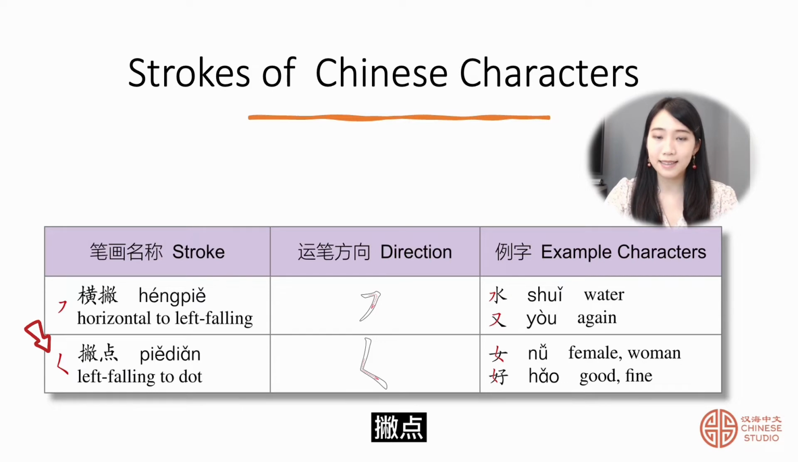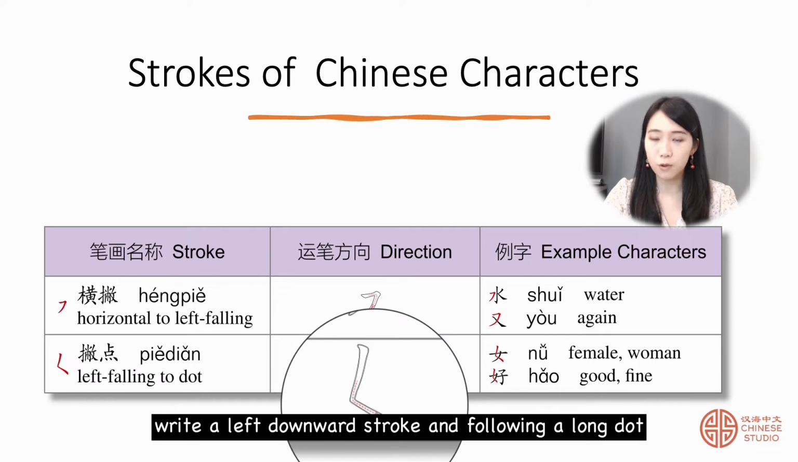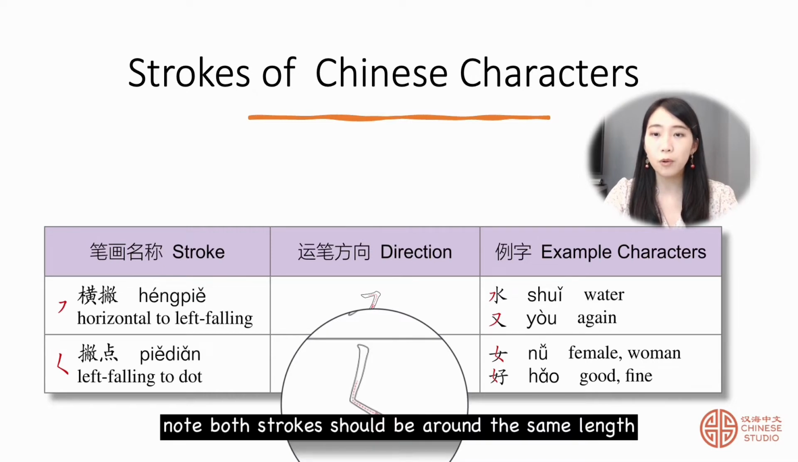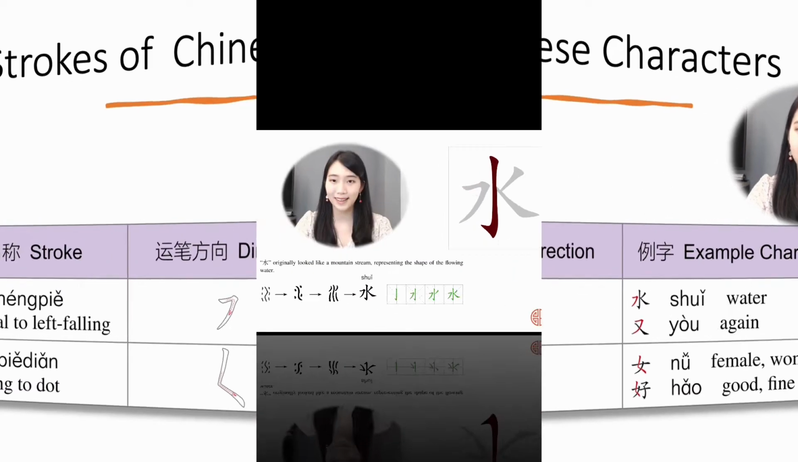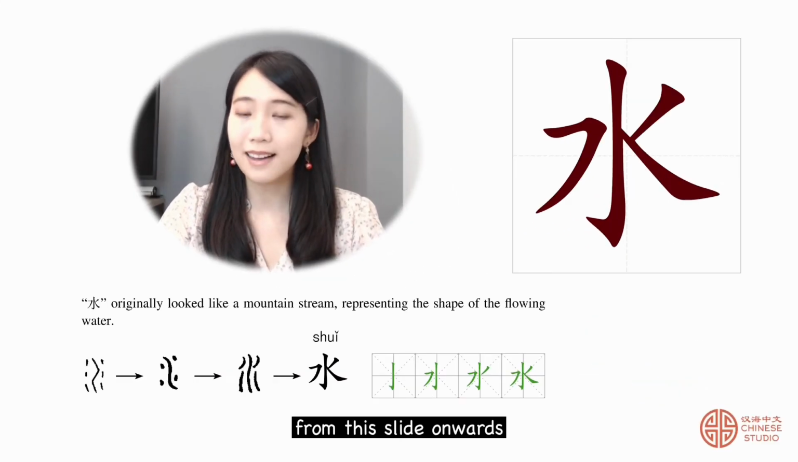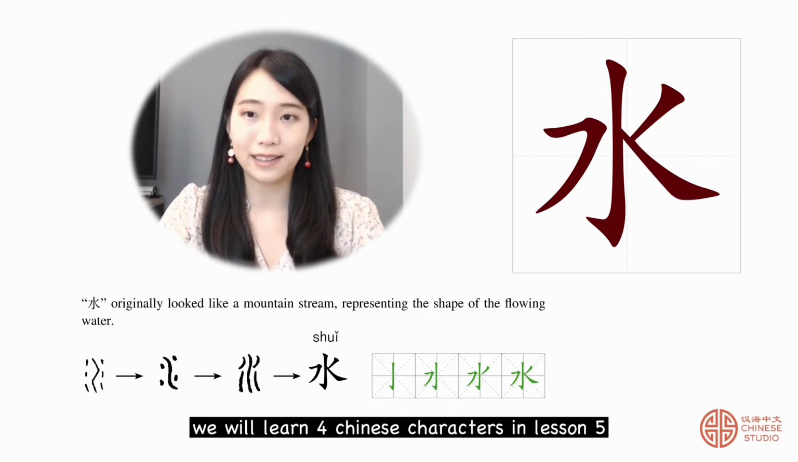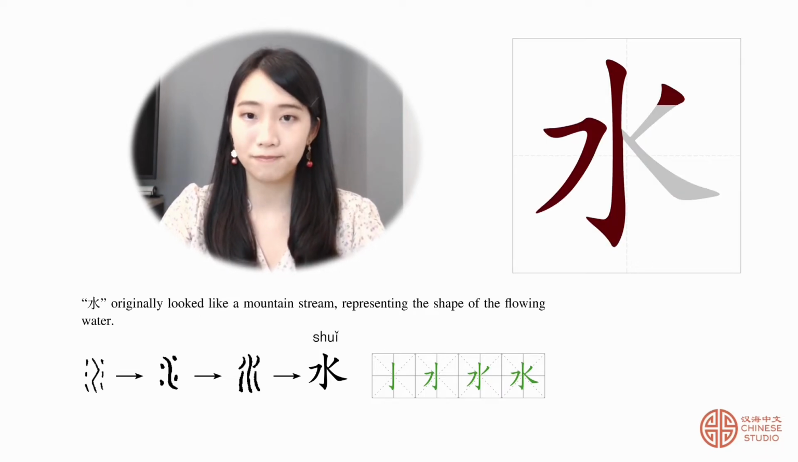撇点, left falling to dot. Write a left downward stroke followed by a long dot. Note, both strokes should be around the same length. From this slide onwards, we will learn 4 Chinese characters in Lesson 5.